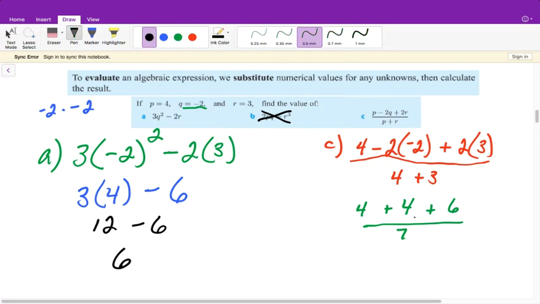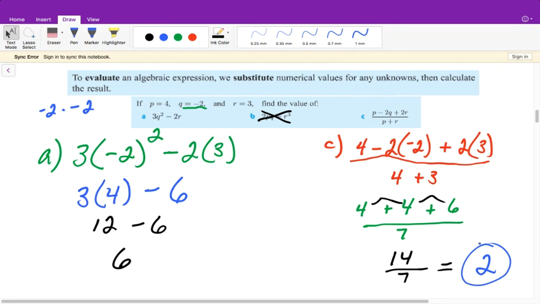Well, 4 plus 4 is 8. 8 plus 6 is equal to 14. So 14 divided by 7 is equal to 2. So when we evaluate this expression, it is equal to 2. All right, let's move on to a couple other different problems.